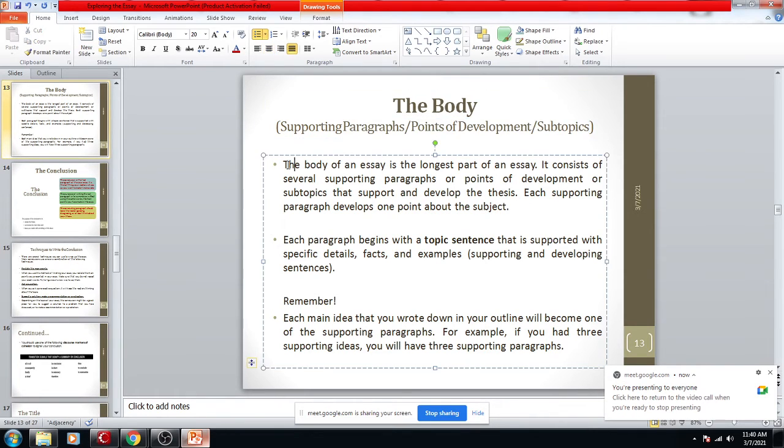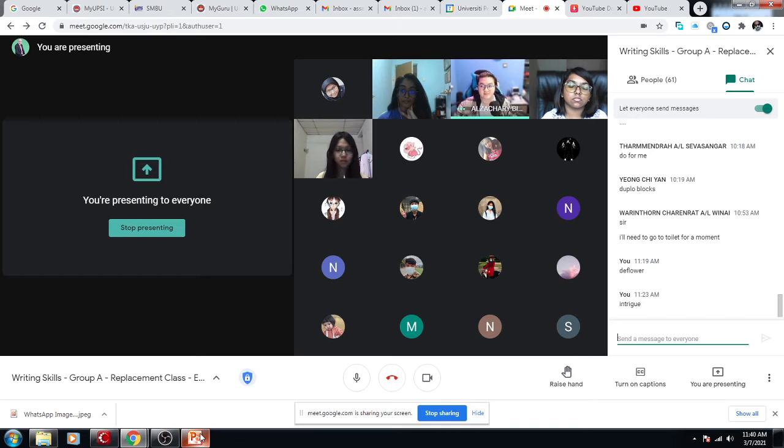Zach, can you read? I like the quality of your voice. Okay, the body of an essay is the longest part of an essay. It consists of several supporting paragraphs or points of development or subtopics that support and develop the thesis. That support and develop. Remember, supporting sentences and developing sentences, just like any paragraph.